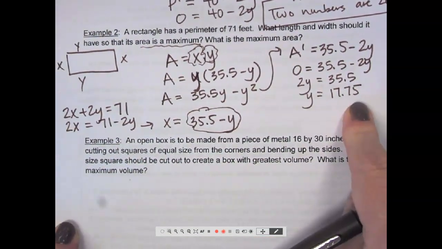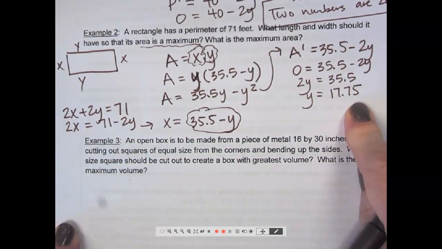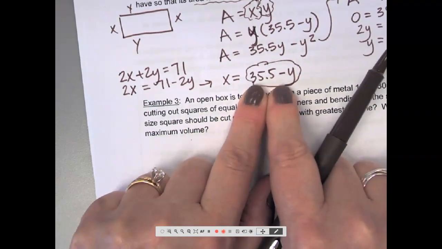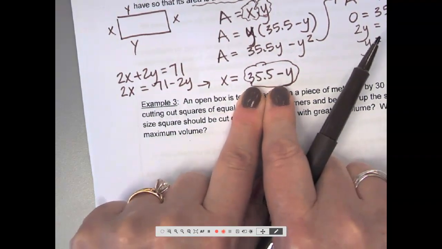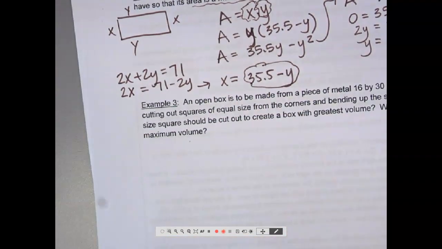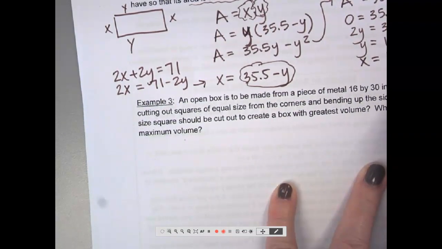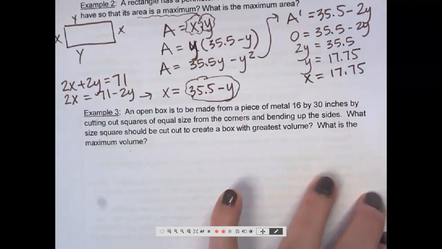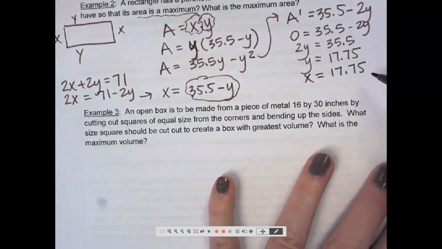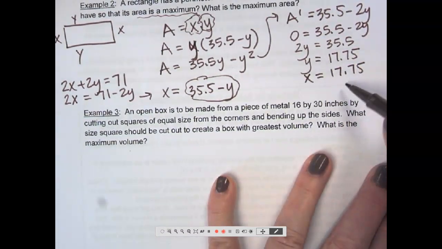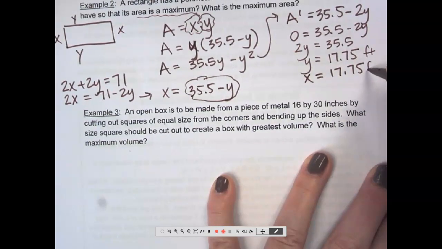Okay, so here's one dimension. How do I find the other? Plug it in. This is the easiest place to plug it in right here. 35.5 minus 17.75 is 17.75. So basically it's saying make a square region. Okay, so we found the two dimensions. Was it feet? Yeah, it was feet.